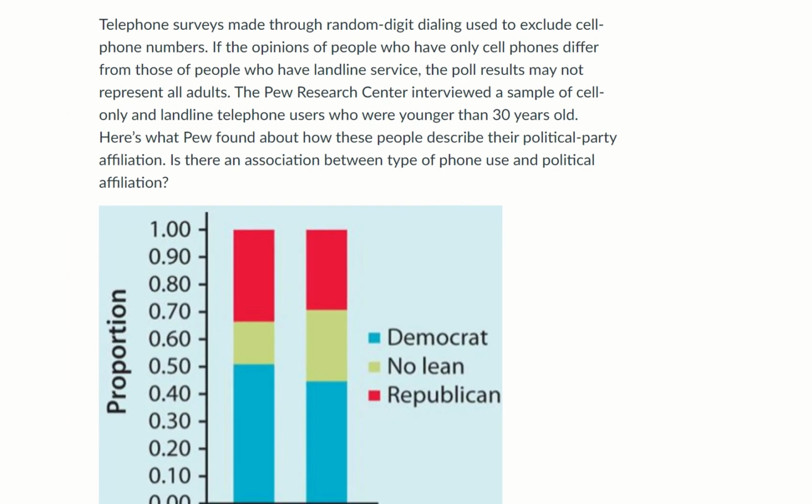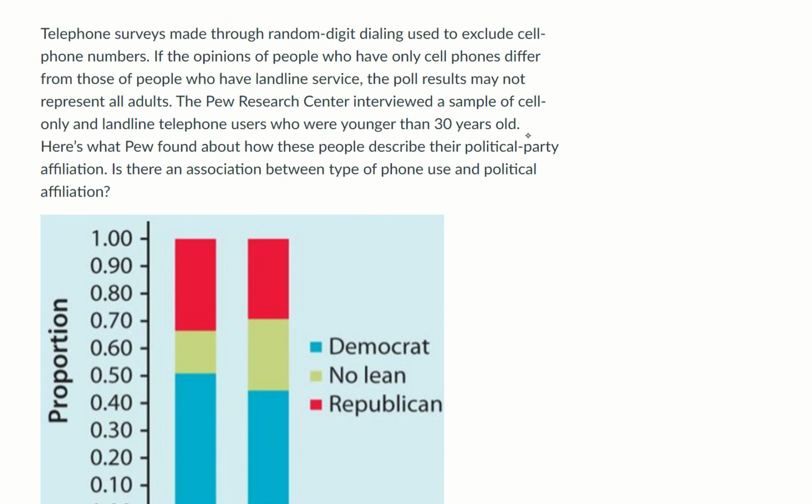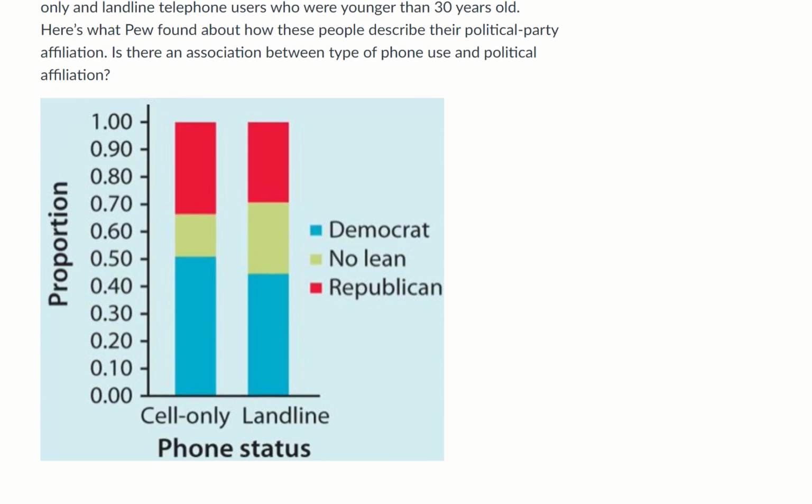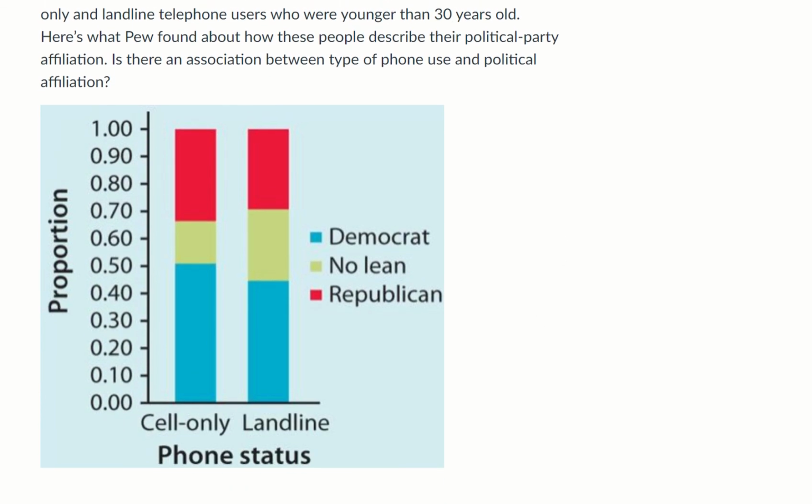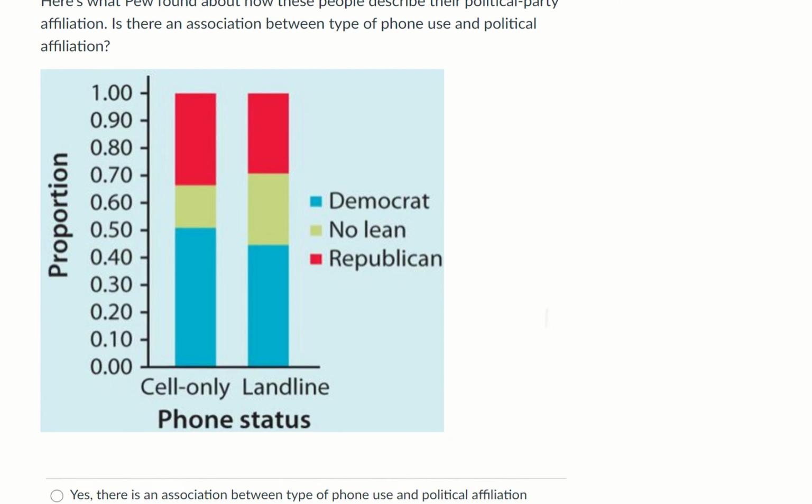Okay, so let's look at the next one. Telephone surveys made through random digital dialing used to exclude cell phone numbers. If the opinions of people who have only cell phones differ from those of people who have landline service, the poll results may not represent all adults. The Pew Research Center interviewed a sample of cell-only and landline telephone numbers who were younger than 30 years old. Here's what they found about how these people describe their political party affiliation. So is there an association between the type of phone use and political affiliation?